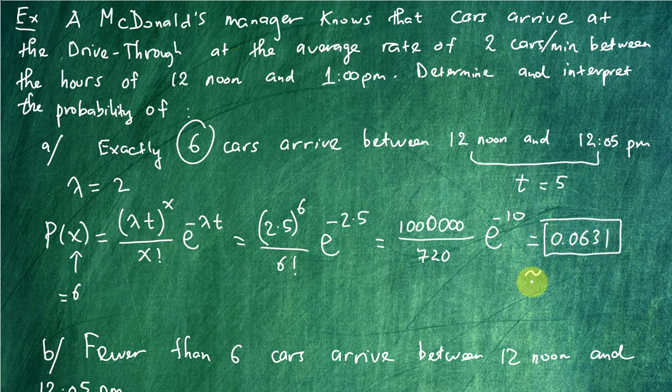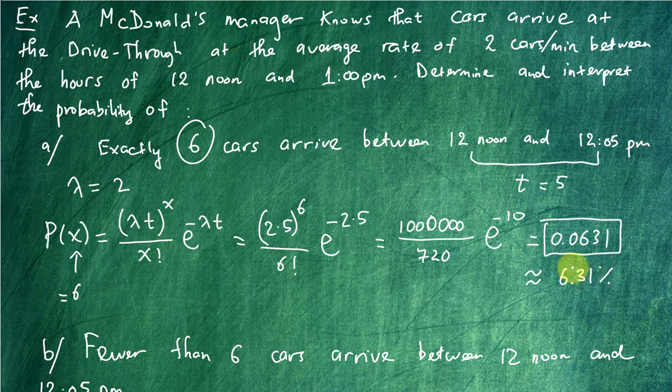0.0631, and we can convert it back to percentage, and you can move it 2 places to the right, so that should be around 6.31%. So how do we explain the meaning of this answer here? So 6.31% or around 6%.